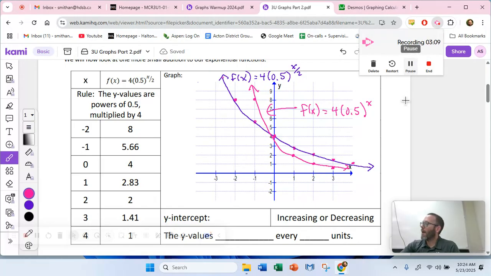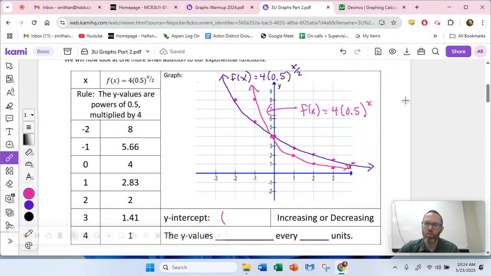All right, and we're back. Would you agree with this new twist? The y-intercept did not change. It was still 0, 4. So that number out front still gives you the y-intercept. This graph was still decreasing. So whether that number's bigger than 1 or between 0 and 1 still affects increasing or decreasing. But the rule is different.